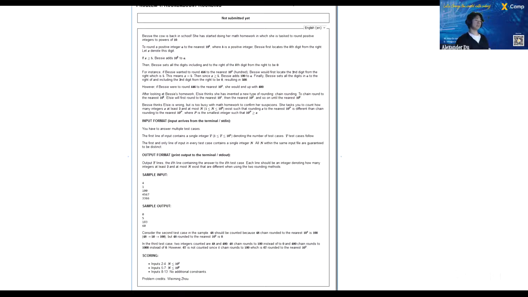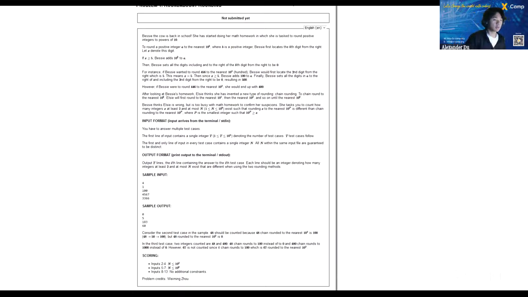And the problem is asking us to count the number of numbers where if you round every digit, so the 1s digit, 10s digit, 100s digit, all the way up to the largest digit of the number, you'll get a different number than if you just directly round the top digit.